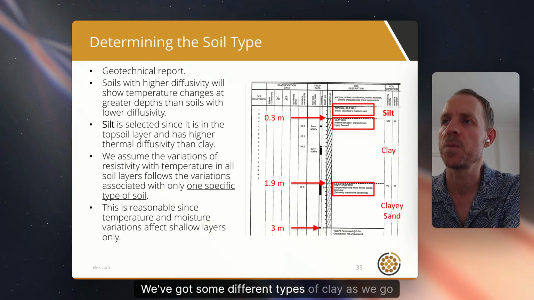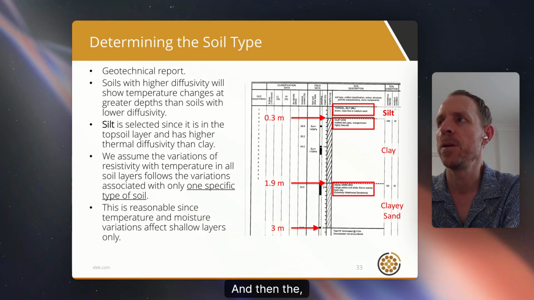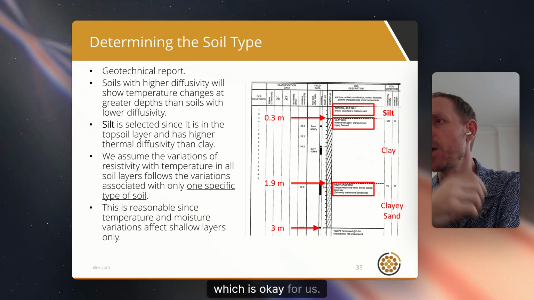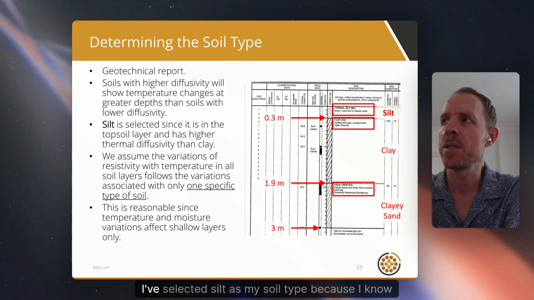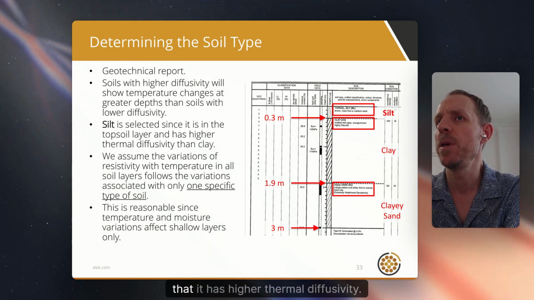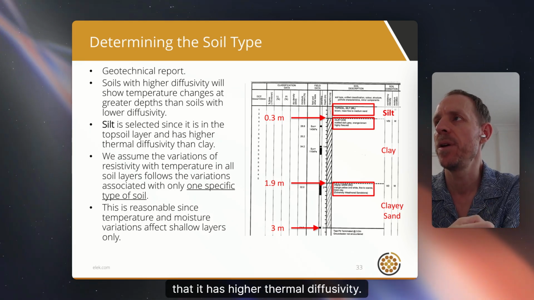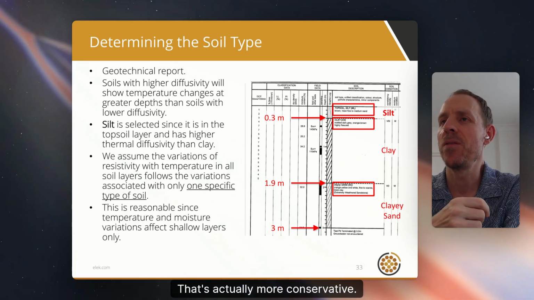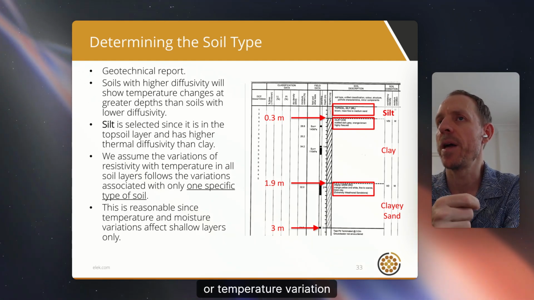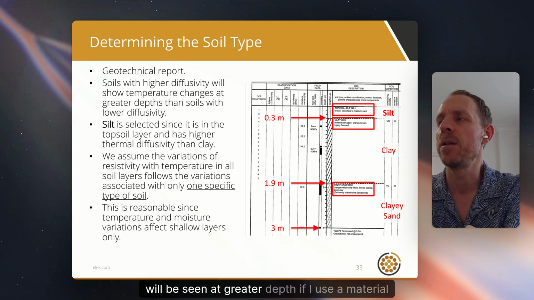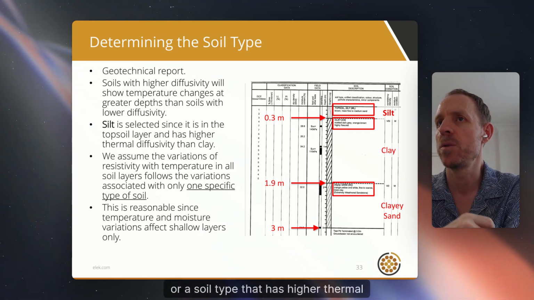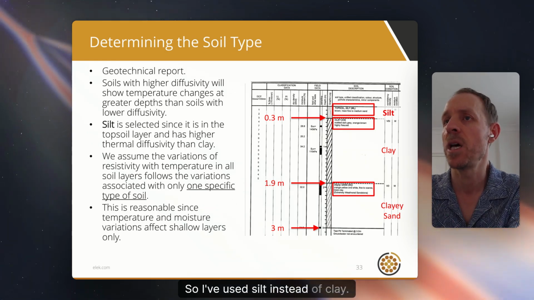We've got some different types of clay as we go deeper, and then the digging or the report stops at 3 meters of depth, which is okay for us. In this example, I've selected silt as my soil type because I know that it has higher thermal diffusivity. That's actually more conservative. That means that the temperature effects or temperature variation will be seen at greater depth if I use a material or a soil type that has higher thermal diffusivity. So I've used silt instead of clay.